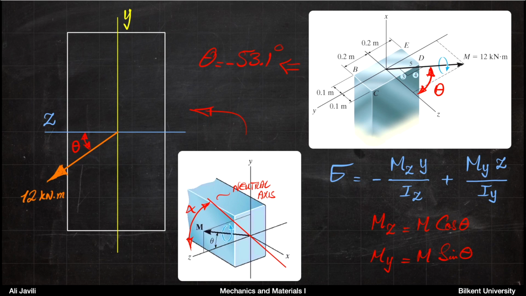Okay, so the next thing we want to do is to just look at the flexure formula that we derived previously. So stress is minus Mz divided by Iz times the distance from z-axis, plus moment with respect to y-axis divided by moment of inertia with respect to y-axis times distance with respect to y-axis, which is z. And then again, Mz is M cosine theta, My is M sine theta.